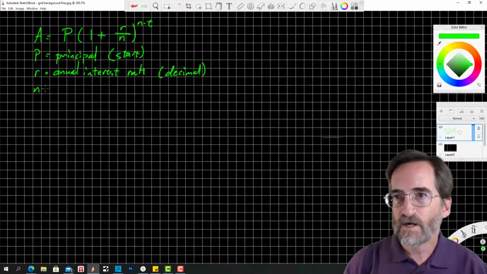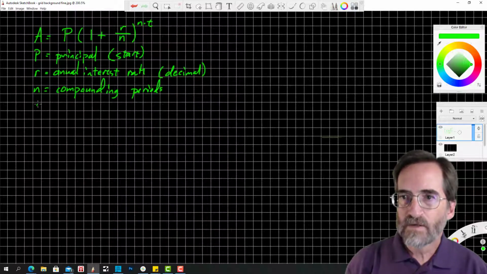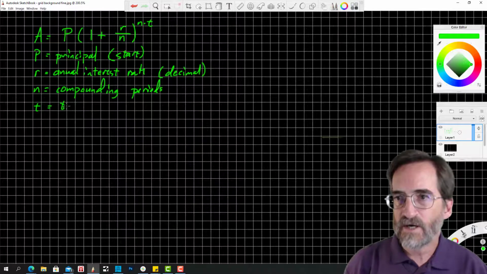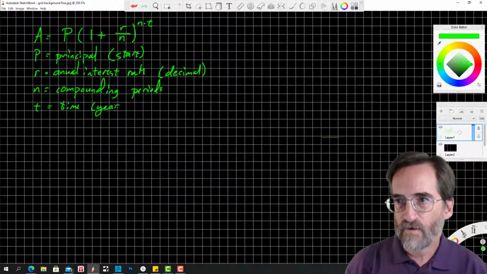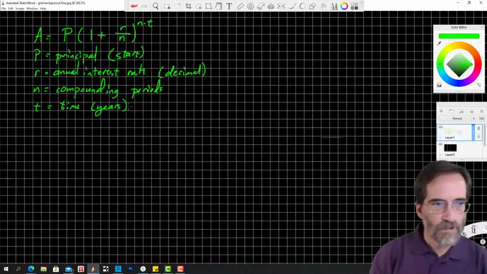Okay, N is the compounding periods. That is how many times we calculate interest in the year. The most common is monthly. The second most common is daily. T literally stands for time, and it's measured in years. Okay, so that's a brief explanation of the formula.